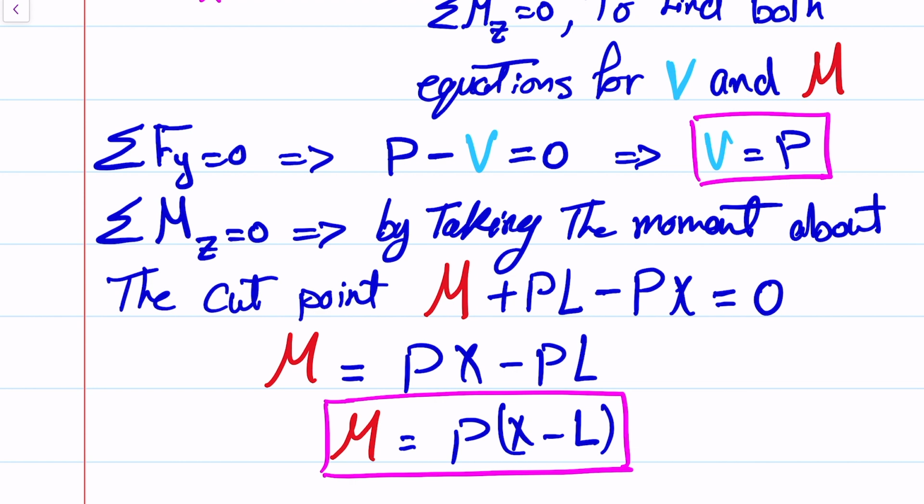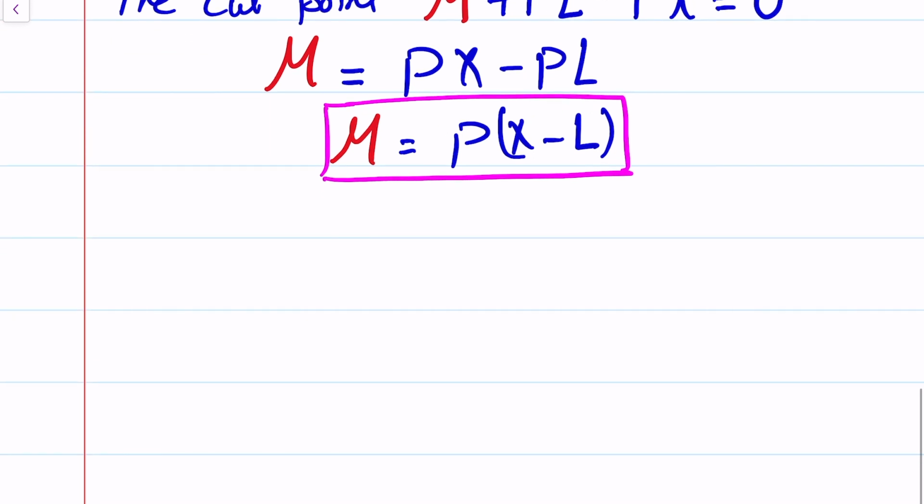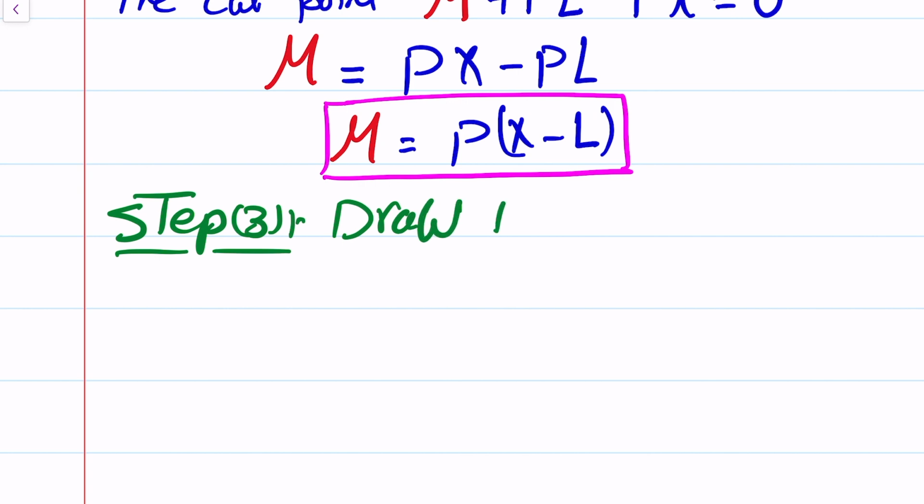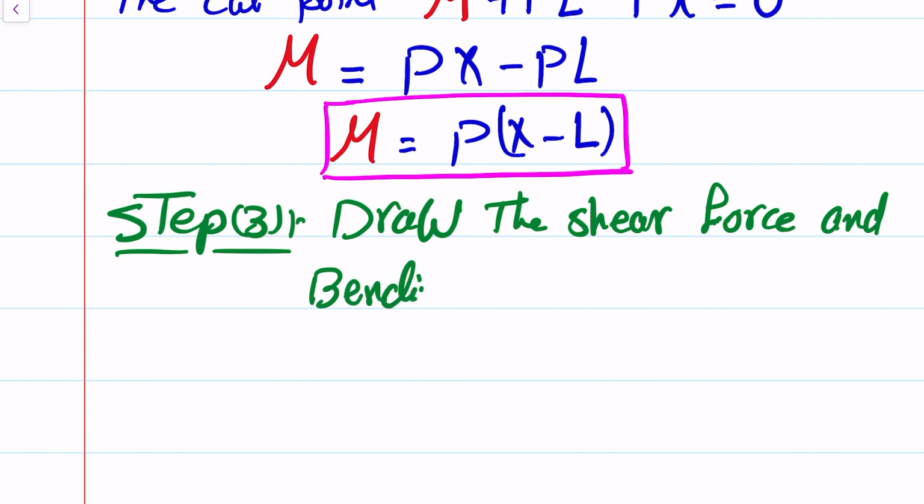The third step is to do the plot, to draw. Plotting means you need to know every point on the figure, but we are just doing a draw, that means a freehand sketch, by knowing the starting point and the ending point of each part of the shear force and bending moment diagram. So step three: draw the shear force and bending moment diagram.